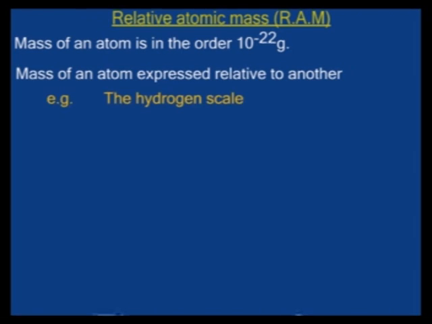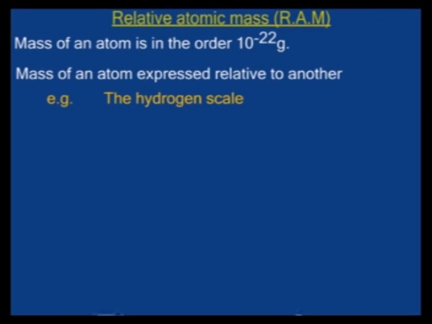For example, the atom of hydrogen was the first one to be chosen as a reference and was arbitrarily allocated atomic mass unit of 1. Therefore, the mass of any other atom compared to that of hydrogen is called the relative atomic mass. For example, calcium is 20 times as heavy as hydrogen. Its relative atomic mass is therefore 20.